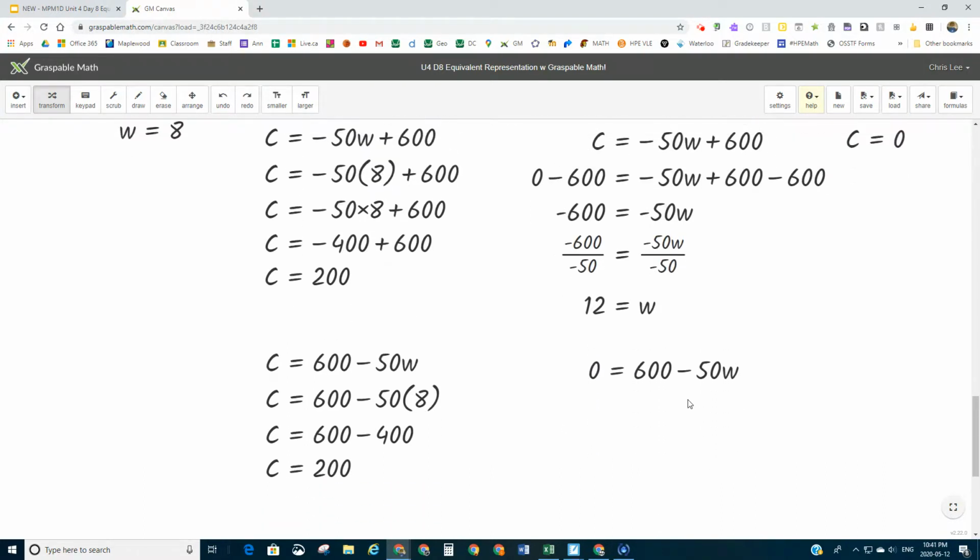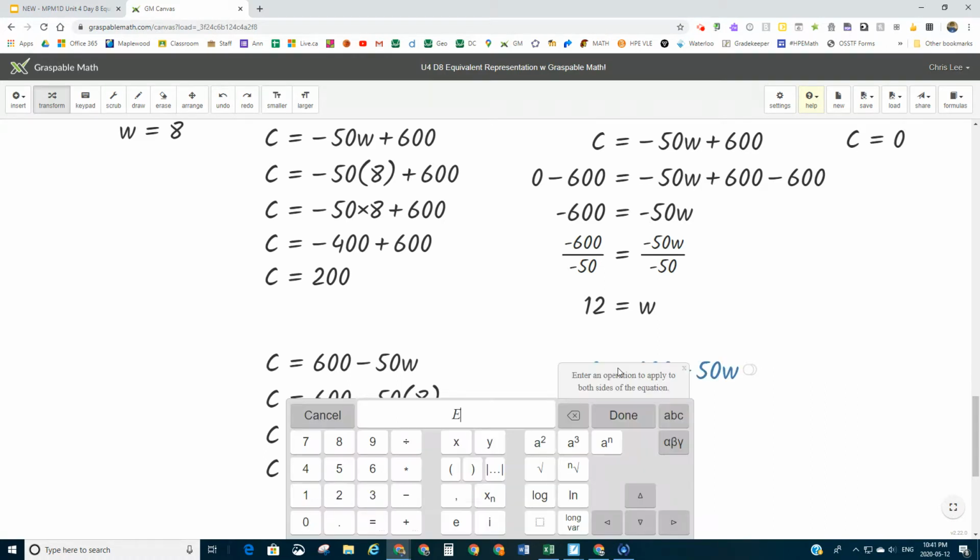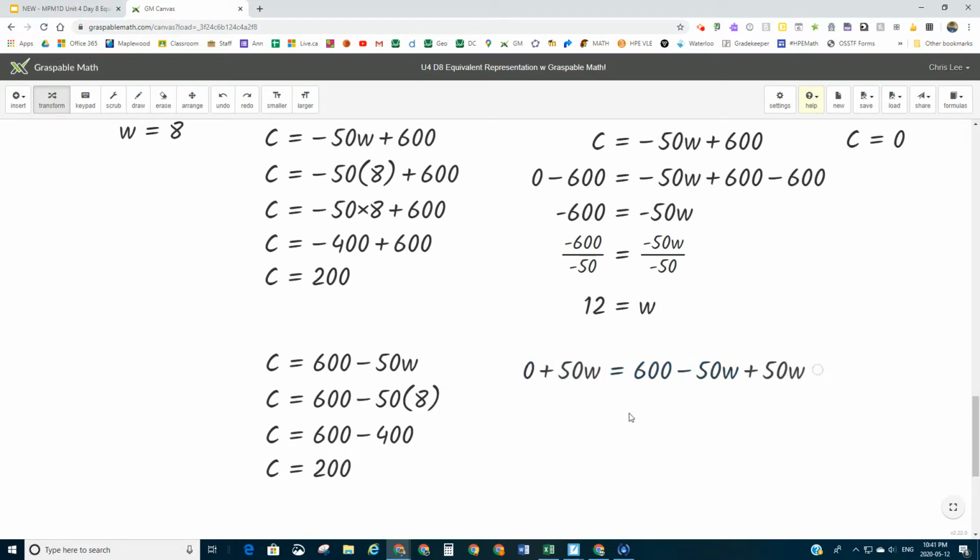All right. Now, if I wanted to isolate for W, maybe it would make sense to move the W because it's negative on this side. So I could move the W over here. So we'll do that by adding a 50W. That'd be the opposite operation. So let's push equals, and I'm going to go plus 50, and I have to type in W. So plus 50W. Go OK.